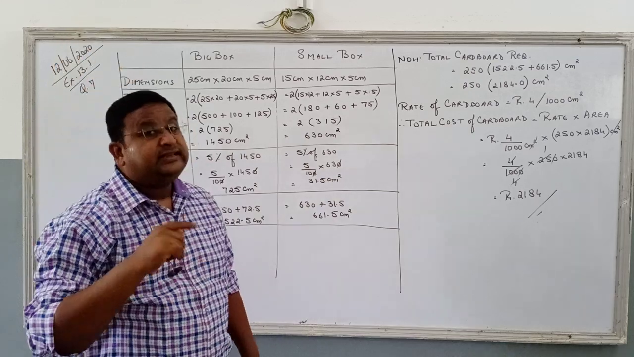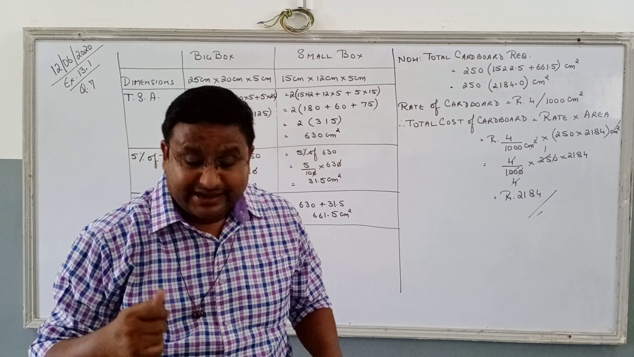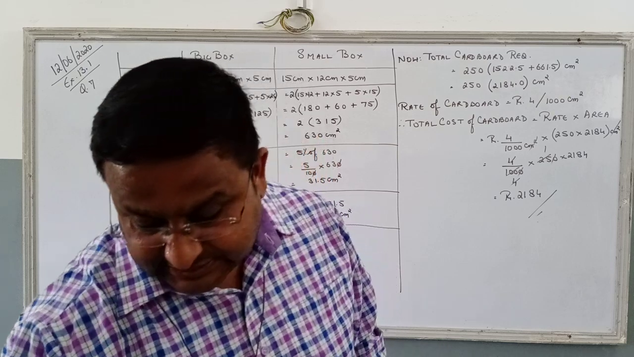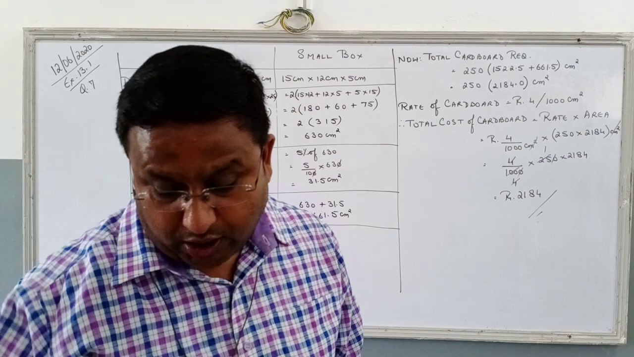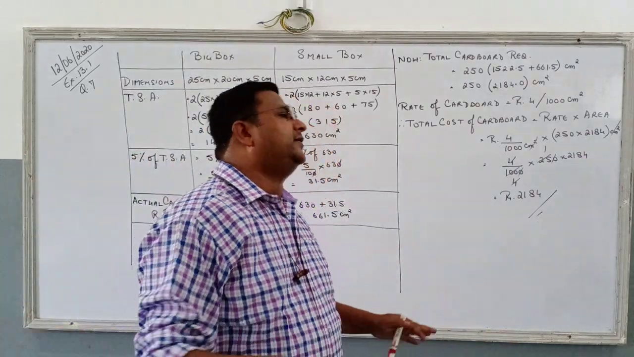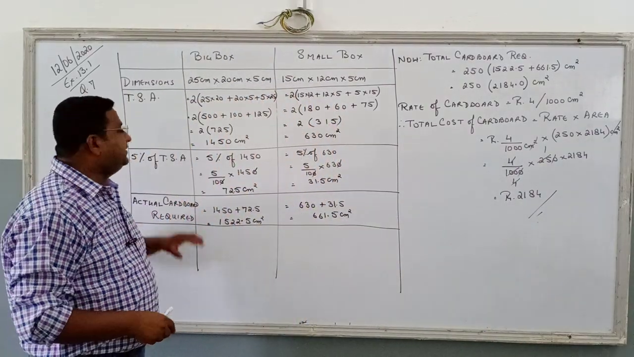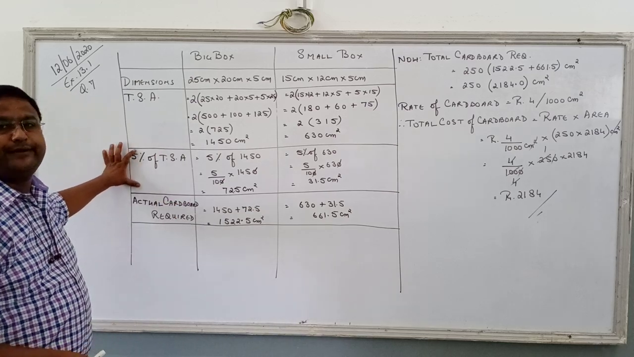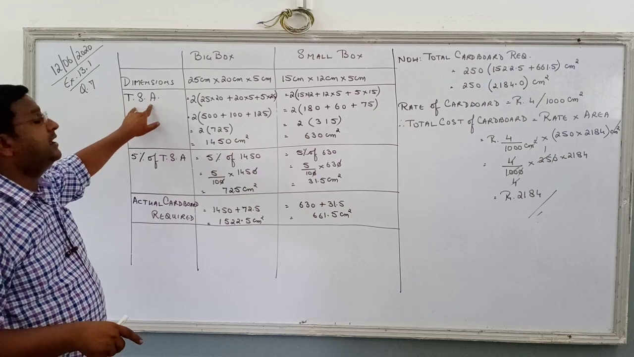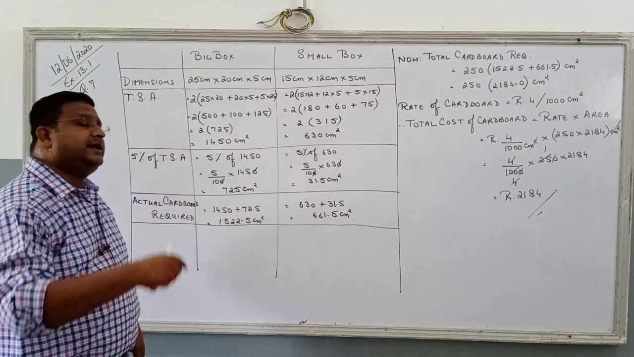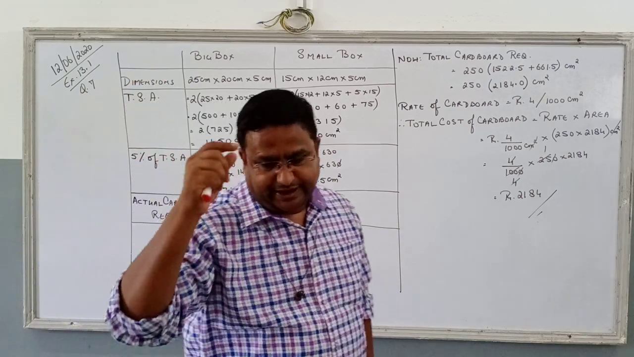But is that tarpaulin required to be stitched? Yes. See what does he say? He says, assuming that the stitching margins are very small and therefore negligible. The stitching margins you don't have to worry about. You have to find the total surface area, but it will not be total surface area. It will be lateral surface area plus area of the top. So that is supposed to be there.